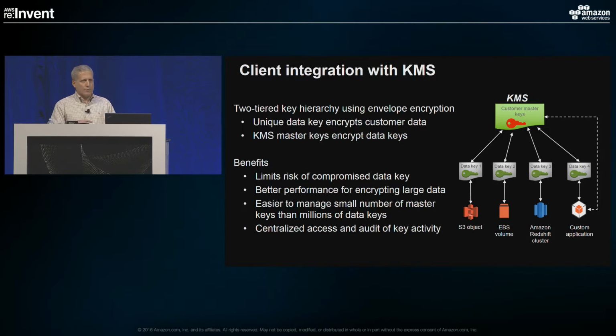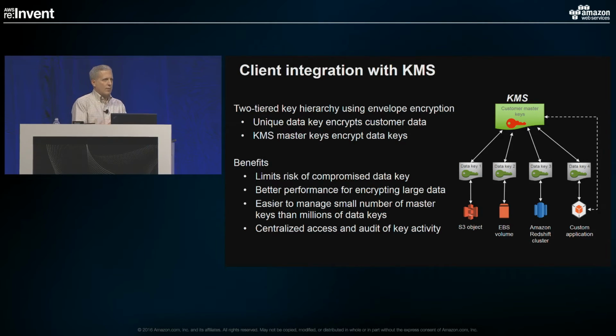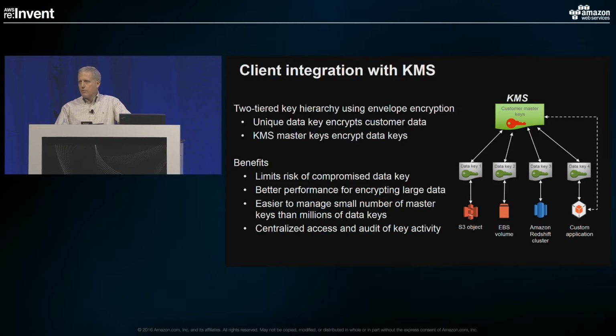Well, we want to make sure that for every resource, and think of a resource as something that has an ARN, we have a unique data key. So that limits the blast radius of that data key to the specific resource, whether it's a small 500K image that you're uploading to S3 or a 2 terabyte RDS database. That's an individual resource. We will provide an individual key.